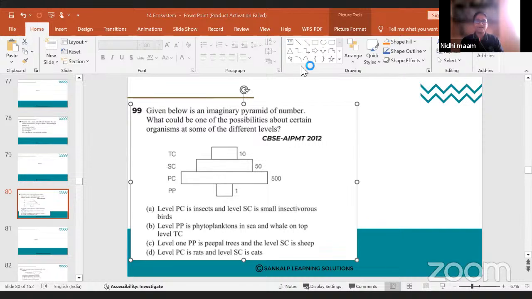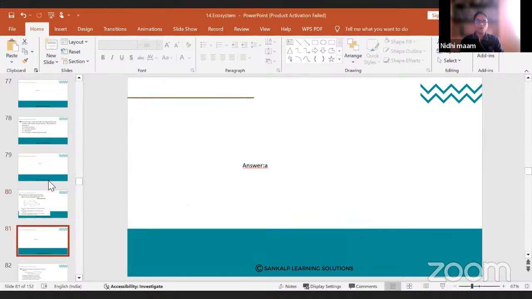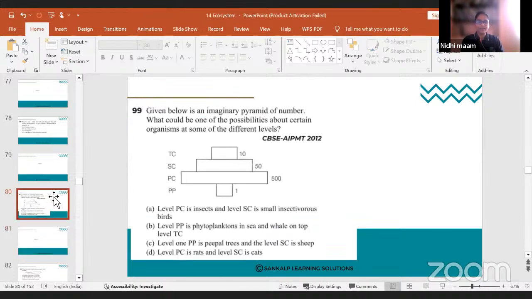Ramya answered it. Adiga, Ranjita, Tasmiya Banu, Sudeep and Mahesh answered on YouTube. Aishu, Jyoti. So most of them are answering option A. So the right answer is option A, that is level 1.